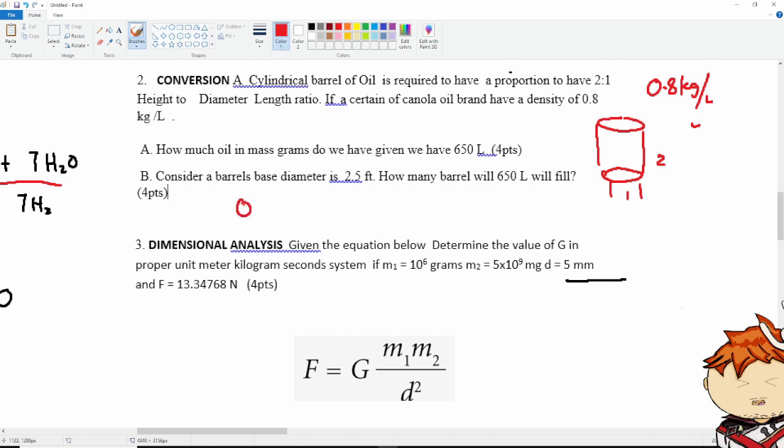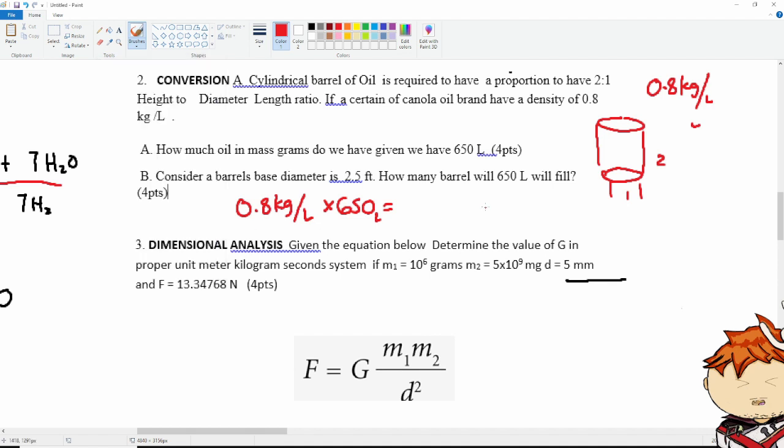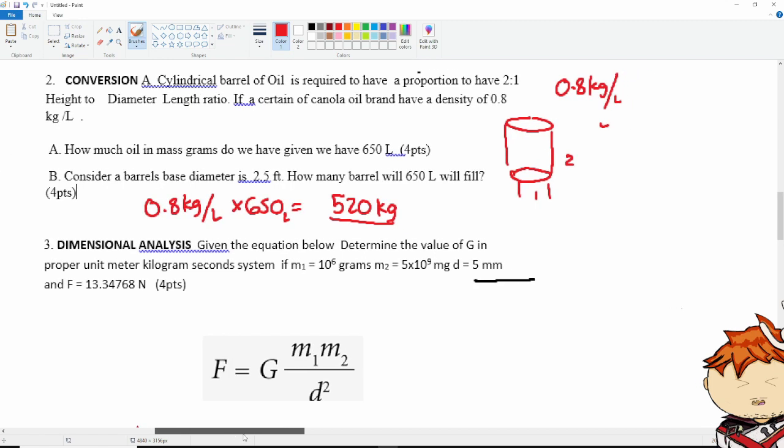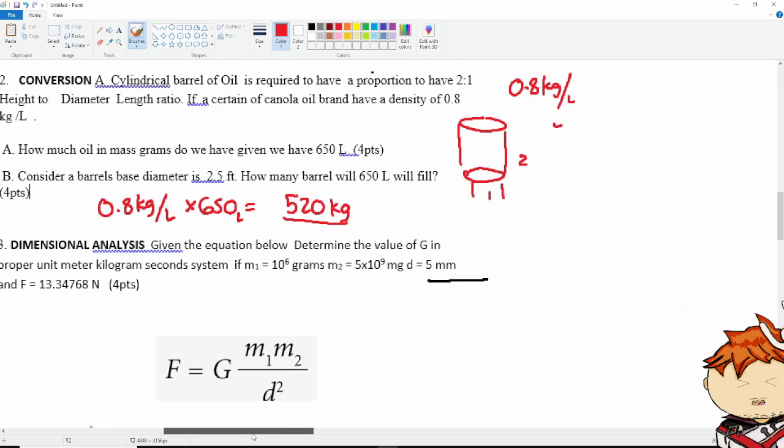Well, we just multiply it, right? Convert per liter times 650 liters, and that's 520 kilograms. Okay? Conversion, just analysis of units. Consider a barrel that has a diameter of 2.5 feet. How many barrels will 650 liters fill?